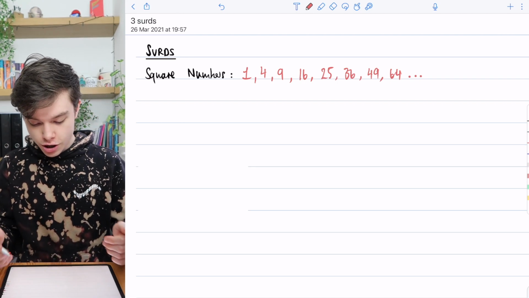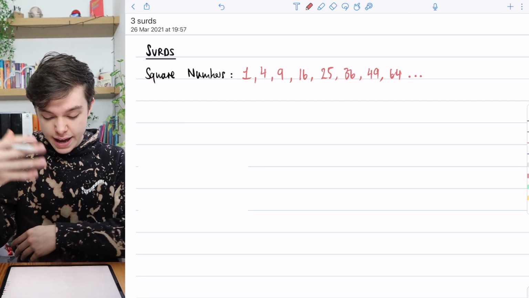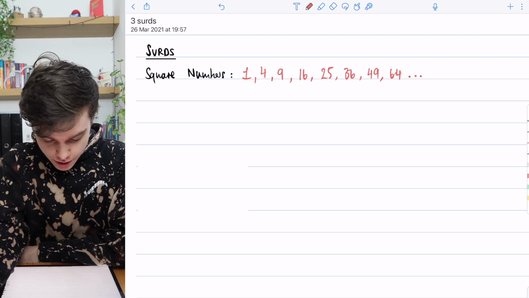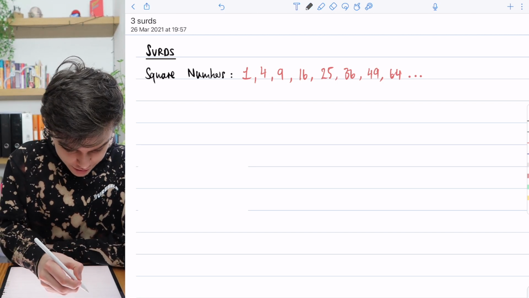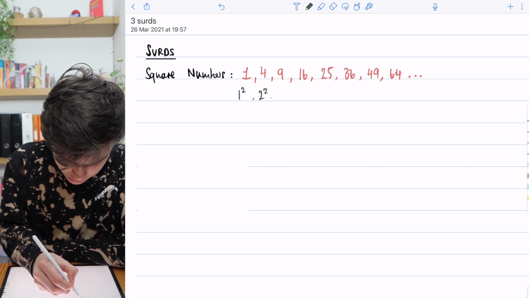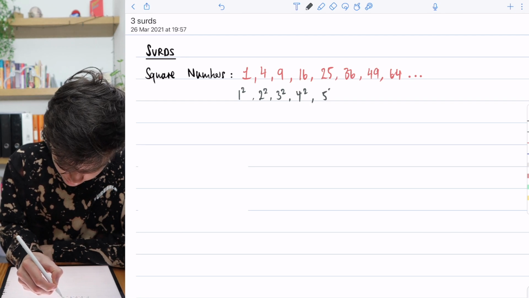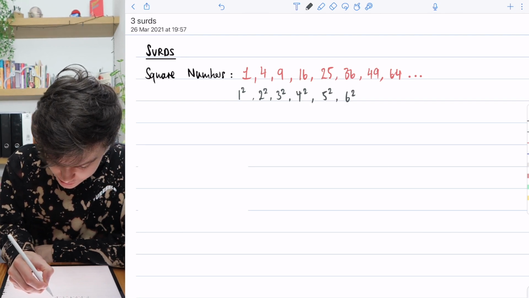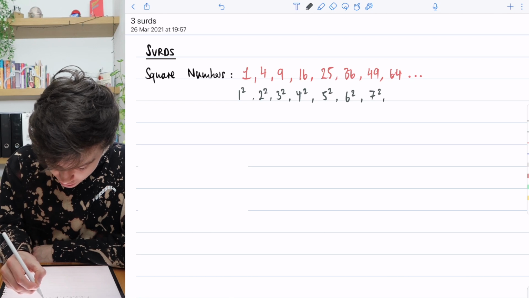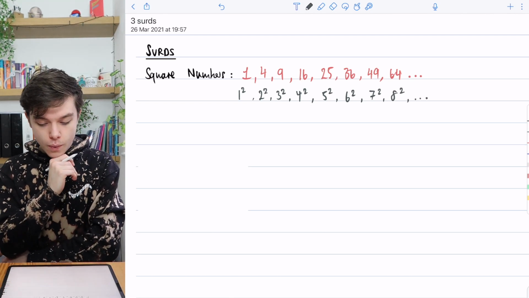I'm going to put dots, because the square numbers carry on. We can never find the last square number because we can carry on squaring numbers forever. So I'm going to write in grey. This number comes from 1 squared. This number comes from 2 squared and 3 squared. Next we'll have 4 squared, 5 squared, 6 squared, and you get the gist. 7 squared and 8 squared. So those are our square numbers.